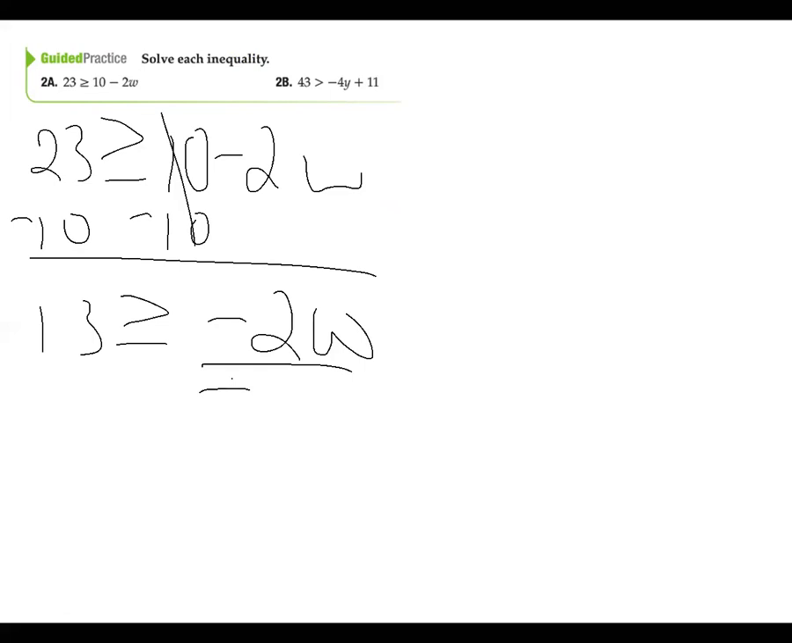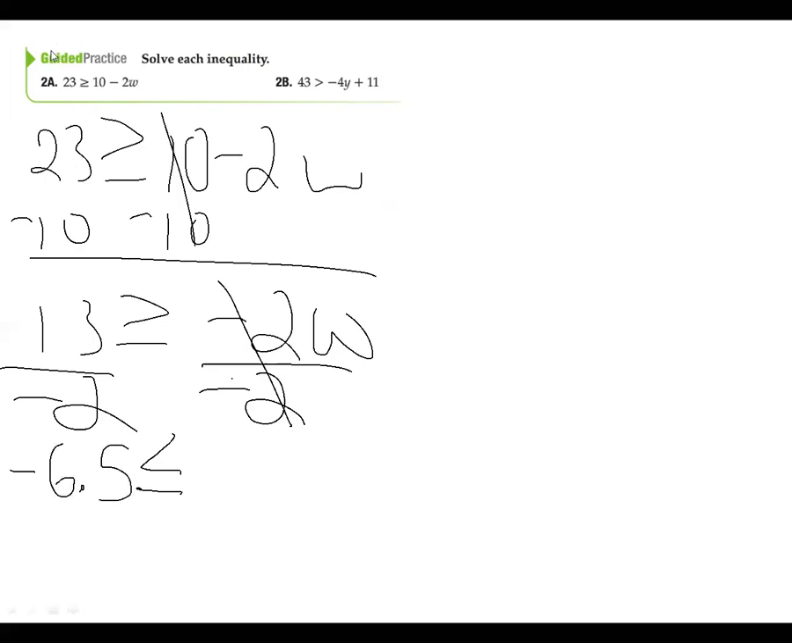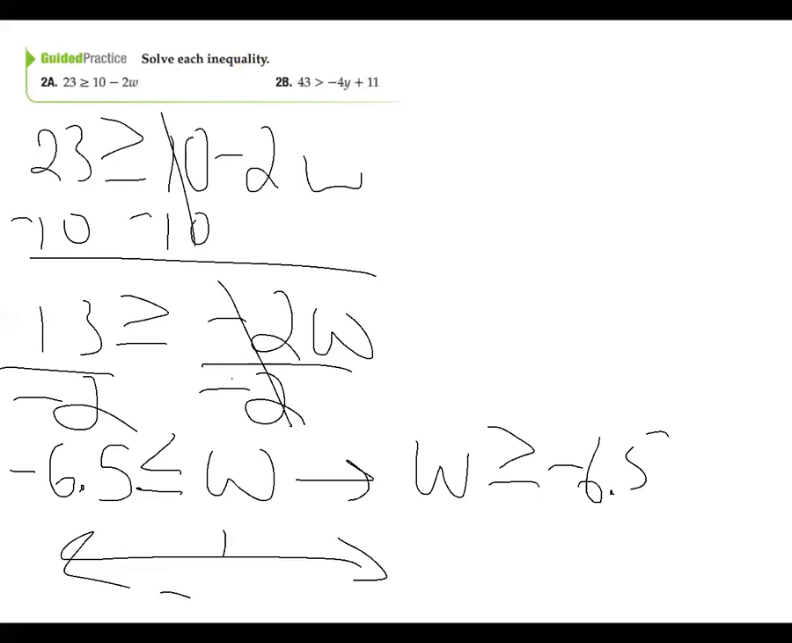Then divide both sides by negative 2, and you reverse the inequality symbol. 2 goes into 13 6.5 times. So negative 6.5 is less than or equal to w, which is the same as w is greater than or equal to negative 6.5. So on a number line, you graph negative 6.5 with a closed circle and shade everything to the right. Cool. All right, let's look at our other one.